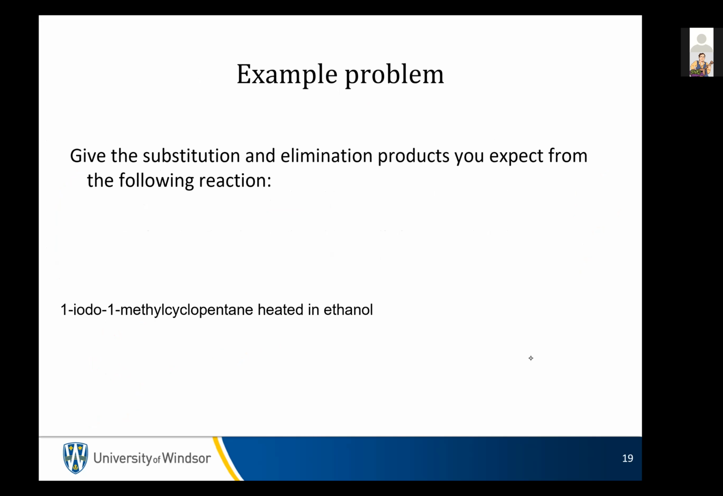Okay, so let's give the substitution and elimination products you would expect from the following reaction. 1-iodo-1-methylcyclopentane. So everyone draw that at home. This is my one time a year when I'm kind of giving in to flipped classes. So we're just going to do some work problems.